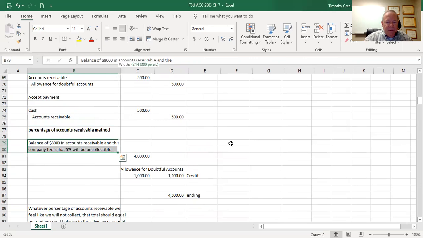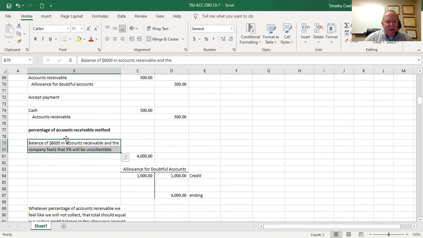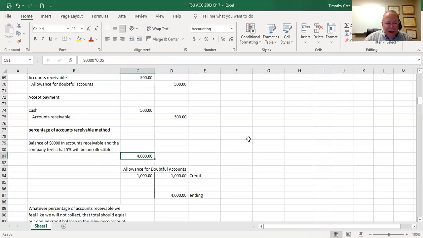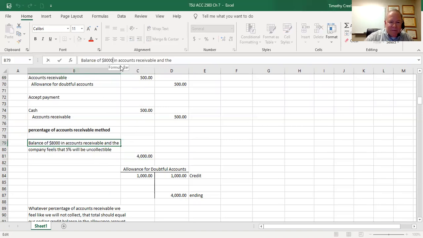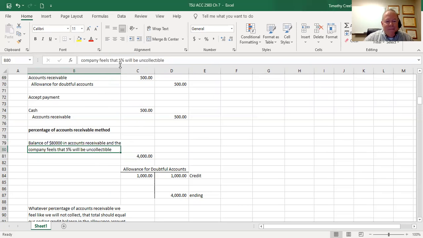Let's say there's $80,000 in accounts receivable, and the company feels like 5% will be uncollectible. So we would just take the 80,000 that's in our accounts receivable times the 5% that we feel is uncollectible, and that would give us $4,000.